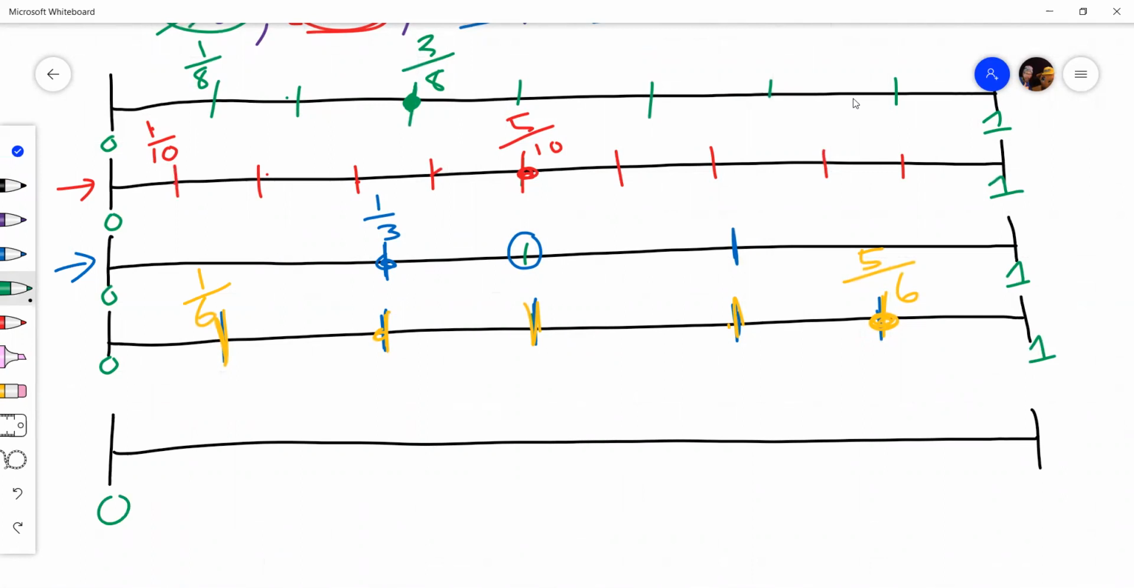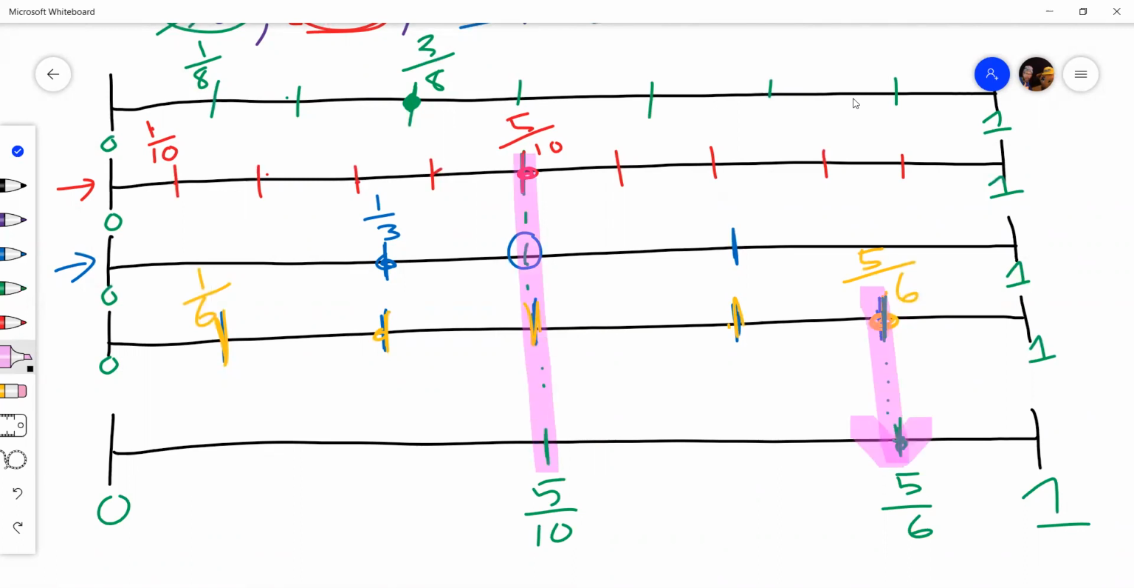So I know this is 0 and I know this is 1. I know 5/6 is right here. So look, I'll just go down. Cool. Here's 5/6. Let's see. Here's 5/10 right here. So I'm just going to follow it straight down. Yeah, that's right. You're going to make the noise when you do it. Just kidding. But you can see, again, I'll highlight it so you can see I'm just following it straight down to this bottom number line and copying it. Just following it straight down and copying it.